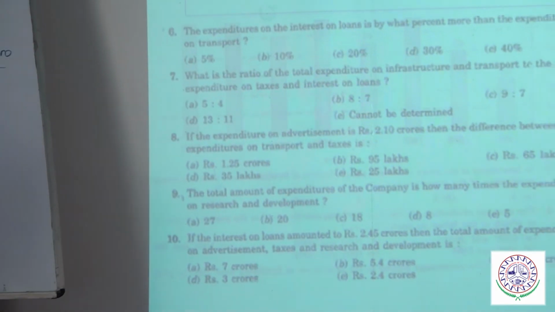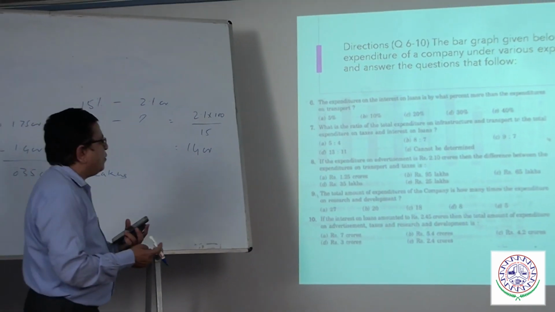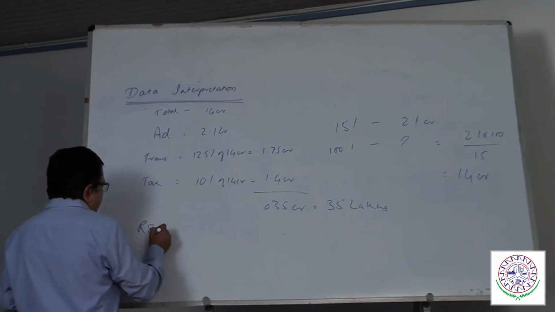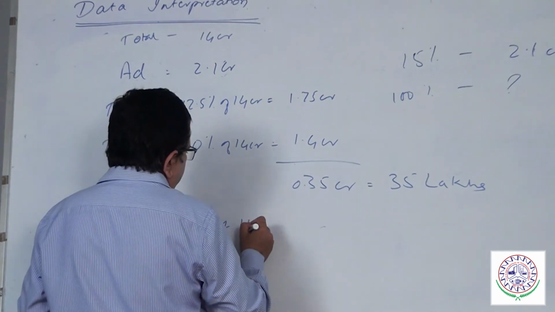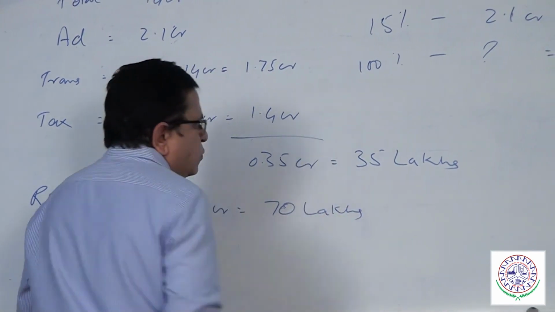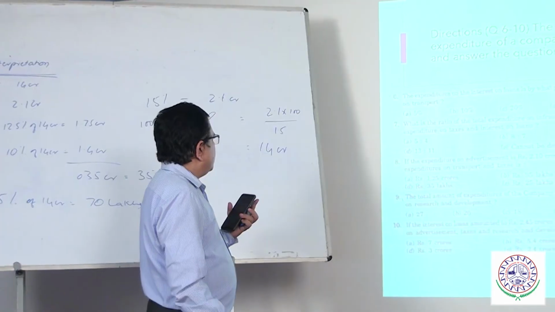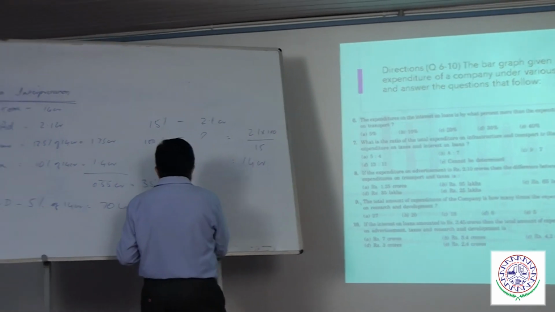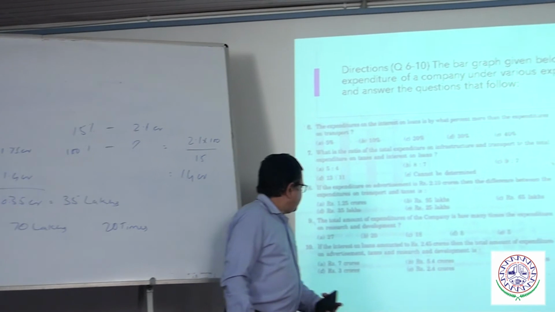Next question, total amount of expenditures of a company is how many times the expenditure on research and development. So let's see how much is the R&D expense. R&D expense is 5%. So 5% of 14 crores happens to be 70 lakhs. If anything is 5% of something, then the total is 20 times. Simple. 20 times. This is the answer.